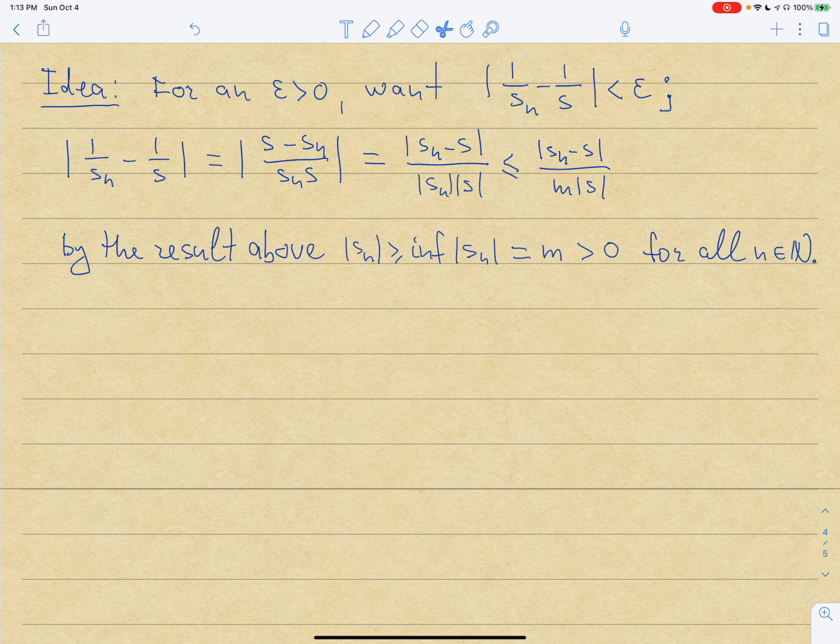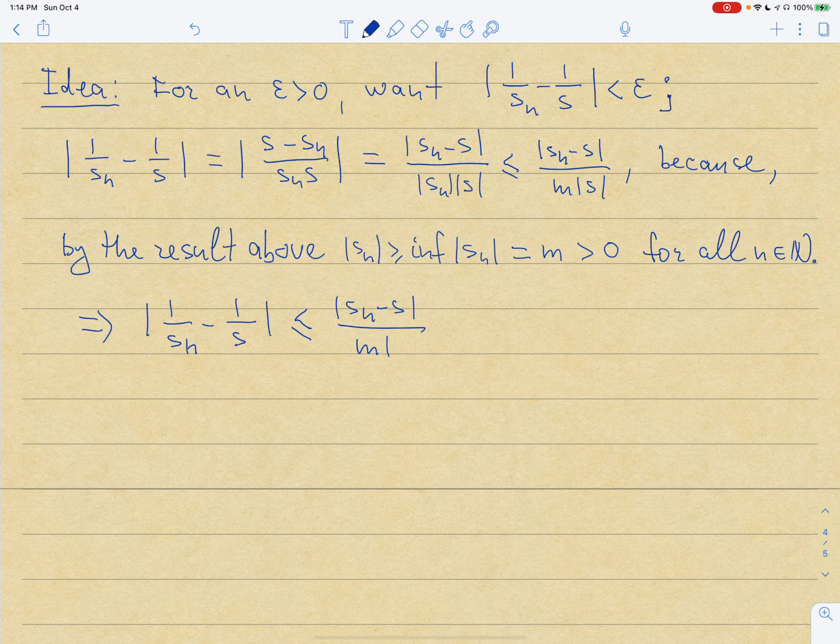All right. And so this is true because by the result above, etc. Okay, so then I'm going to require that |1/Sn − 1/S|, which is already less than or equal to |Sn − S| over m|S|, I'm going to require that this larger number is less than epsilon, which is the same thing as requiring that |Sn − S| is less than m|S| times epsilon.